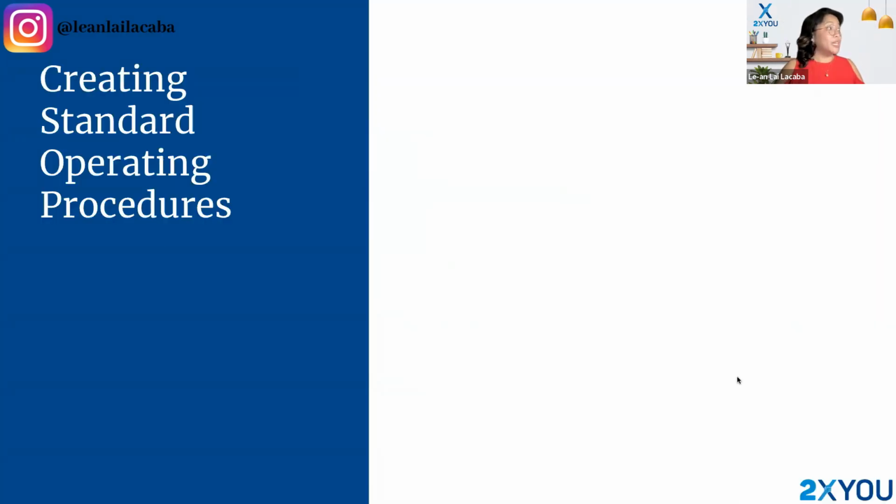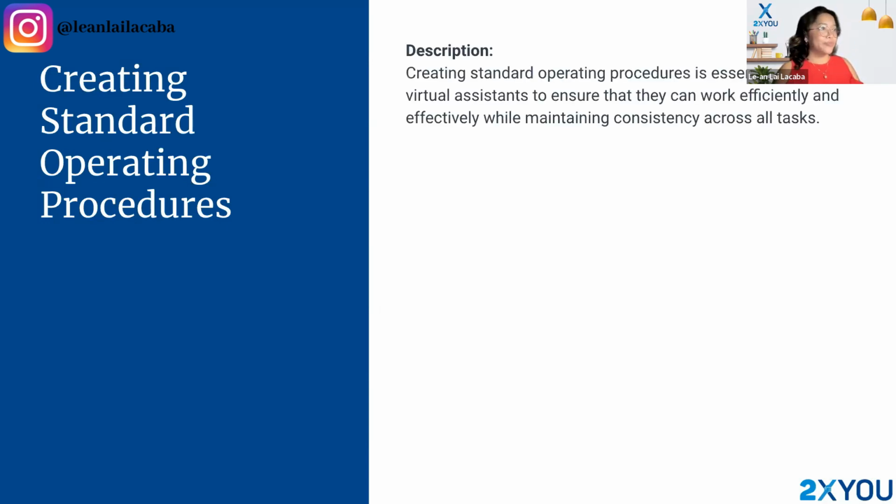So next is creating standard operating procedures. What it is, if you've never seen one before, is basically just a way for you to create a process, so there's a uniform way on how to do certain tasks in a business. It's essential for virtual assistants to ensure that they can work efficiently and effectively while maintaining consistency. That's kind of what standard operating procedures are for, is to create consistency across all tasks.